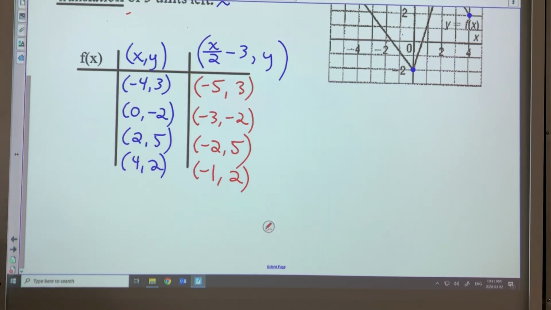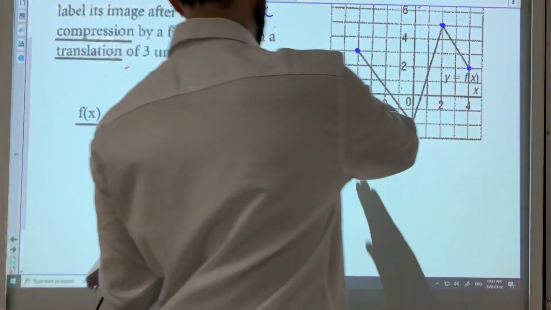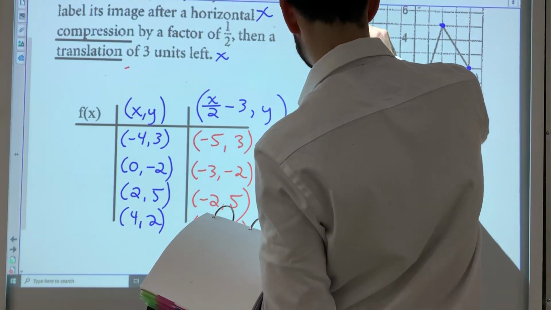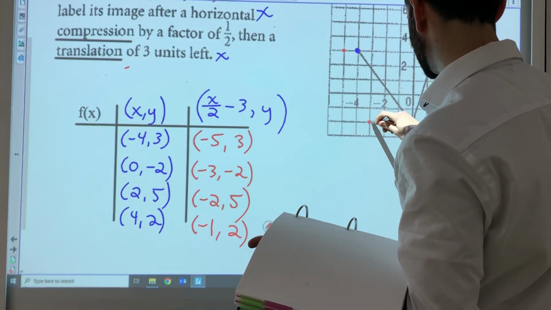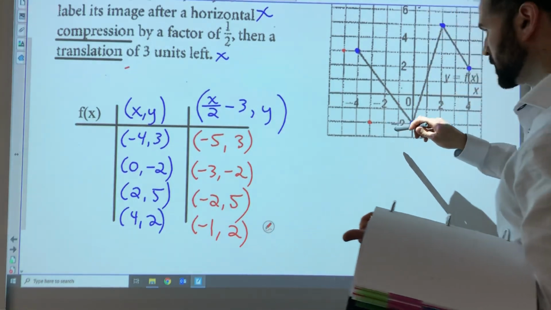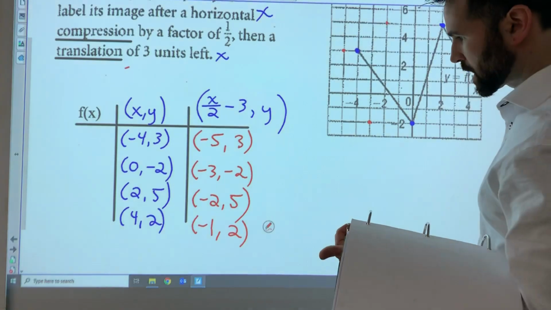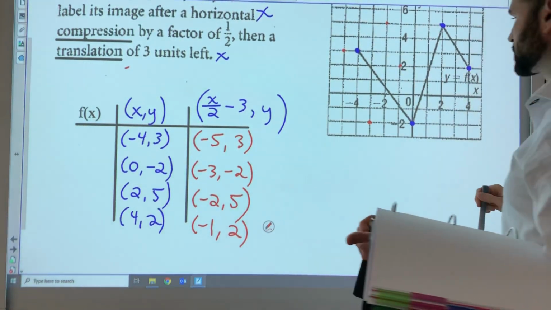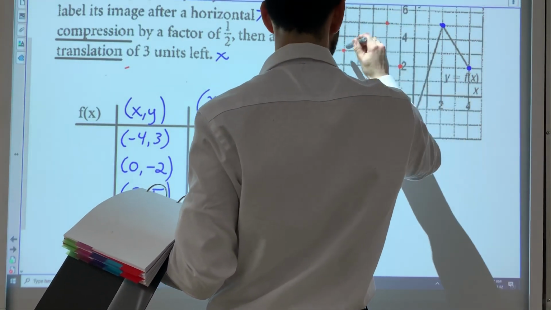Any questions there? And then just make sure you go and plot them properly. So on our graph, let's see what we can do here. So -5, 3. So that would be here. And then we have -3, -2. So that looks like it was that point that went there. And then -2, 5. So that's that point that went there. And then -1, 2. And then connect from left to right. I'll do my best. Kind of make the dots nice and big. They're harder to miss.